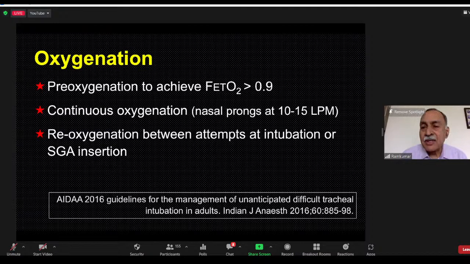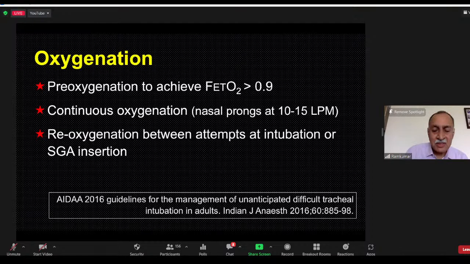So oxygenation is extremely important. And very often people talking about the importance of oxygenation say that there are three points that are important: oxygen, oxygen, and oxygen. Do not fail to oxygenate your patient. Do not miss an opportunity to oxygenate your patient.